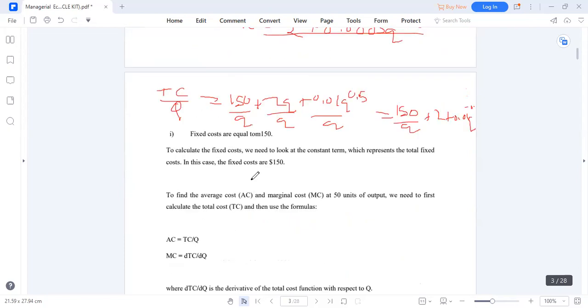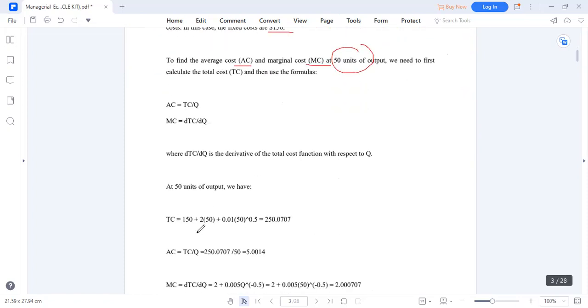So this is the function that we have here. I just give you what I did in the Miracle Kit so that it could explain to you step by step. We are told to calculate the fixed cost, that is the constant, which is 150, and the average cost and marginal cost at 50 units. First, we calculate the average cost, which is total cost over quantity. So we're going to divide the total cost here over quantity.